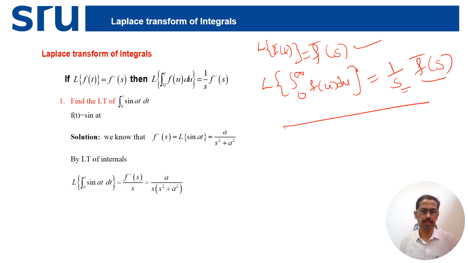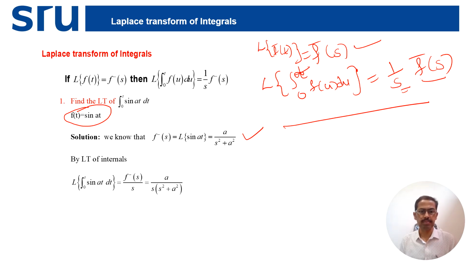Now let's go to the problem. Find the Laplace transform of the integral from 0 to t, sorry, 0 to t, this one not infinity, of sin at dt. First, find the Laplace transform of f of t. What is f of t here? Sin at. The Laplace transform of sin at is a by s square plus a square. Already we discussed this in lecture 1: sin at, cos at, sinh at, cosh at, some standard functions.